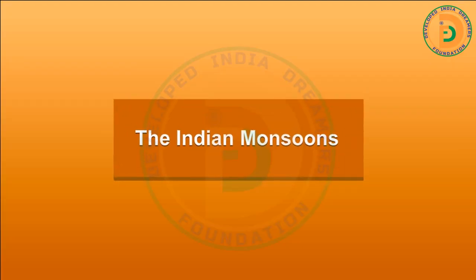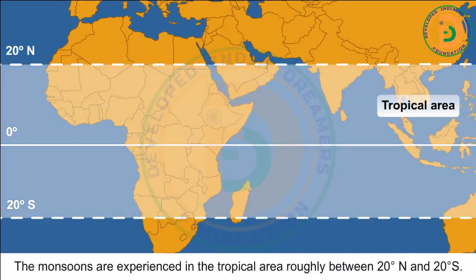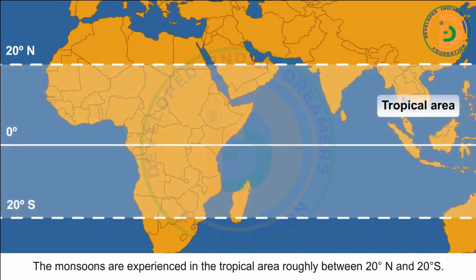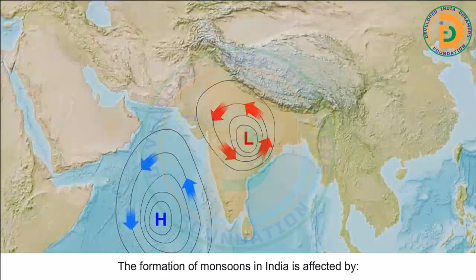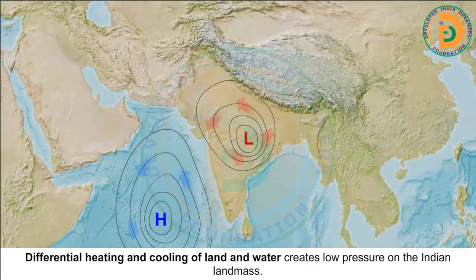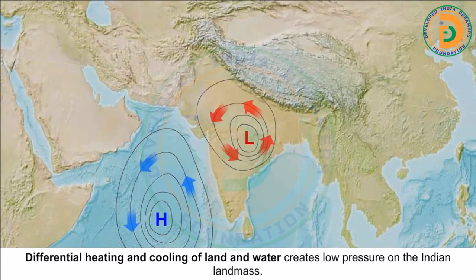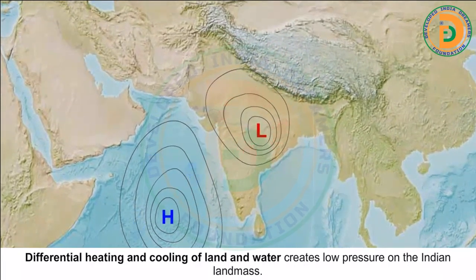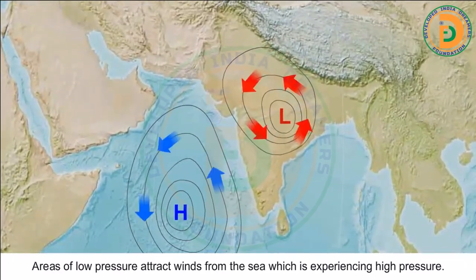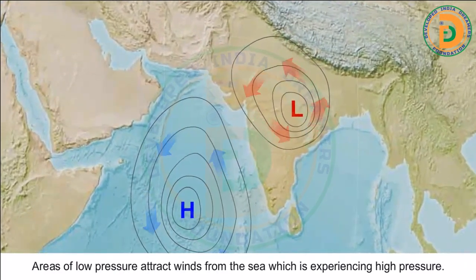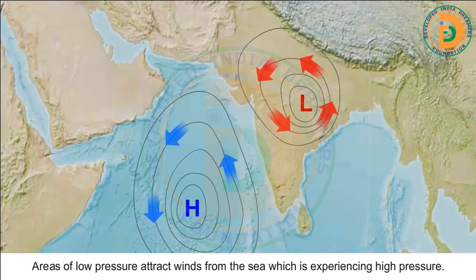The Indian monsoons. The monsoons are experienced in the tropical area roughly between 20 degrees north and 20 degrees south. The formation of monsoons in India is affected by, one, differential heating and cooling of land and water, which creates low pressure on the Indian landmass. Areas of low pressure attract winds from the sea, which is experiencing high pressure.